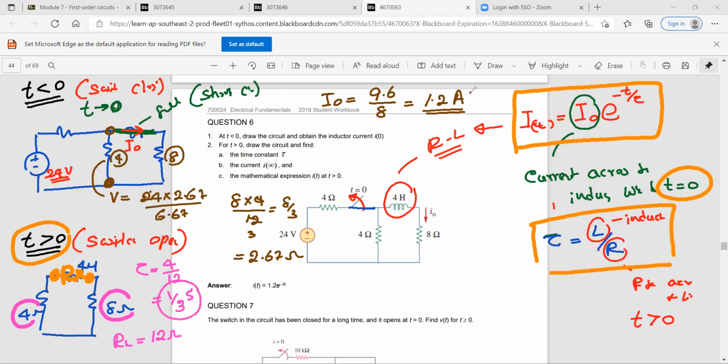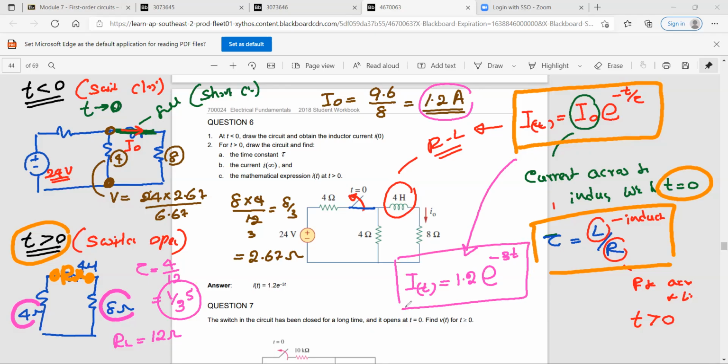This is the I naught. Just substitute in the equation. When you substitute in the equation, i(t) is equal to I naught, 1.2 e to the power minus 3t. Am I right? If it makes sense. Yeah, I'm just finishing writing that down.